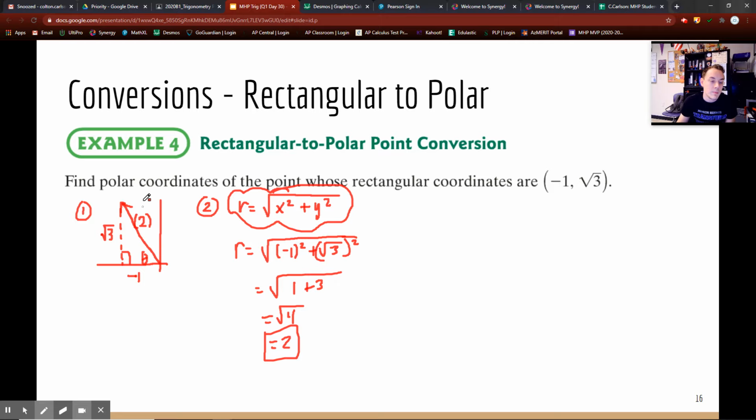So r is 2. But again, this is a special right triangle, so we should have known that was 2 all along. That was my third step. Or sorry, my second step. My third step is probably the most important step, your tangent. This is when I'm actually going to be using the inverse tangent here.